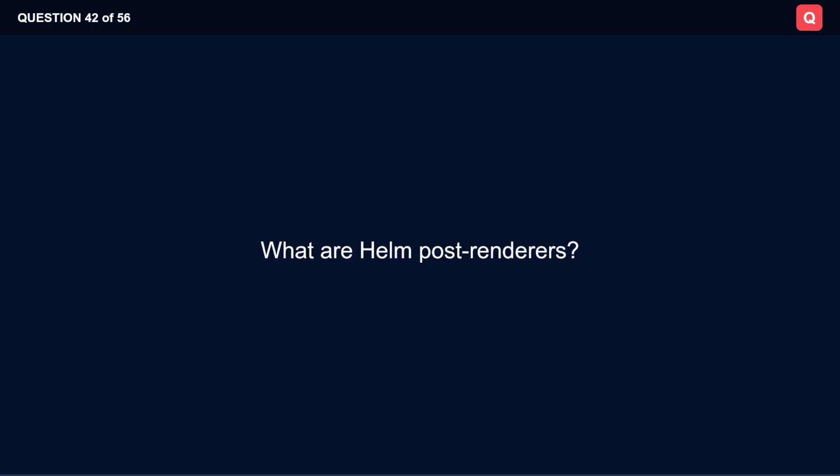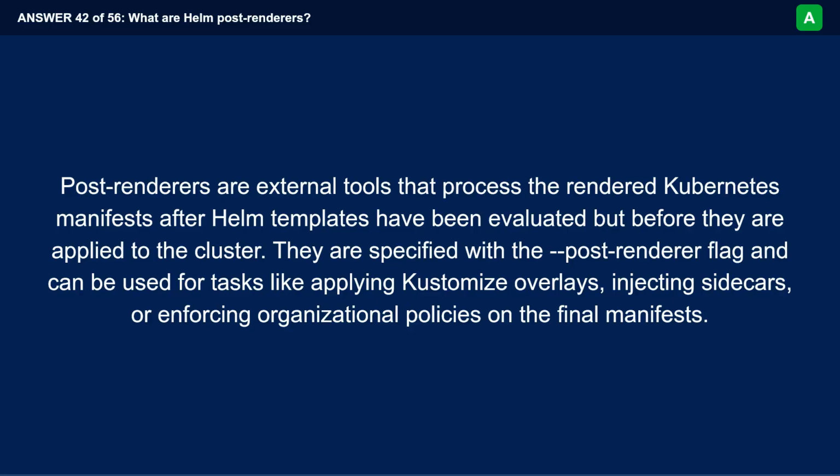What are Helm post renderers? Post renderers are external tools that process the rendered Kubernetes manifests after Helm templates have been evaluated, but before they are applied to the cluster. They are specified with the post-renderer flag and can be used for tasks like applying customized overlays, injecting sidecars, or enforcing organizational policies on the final manifests.